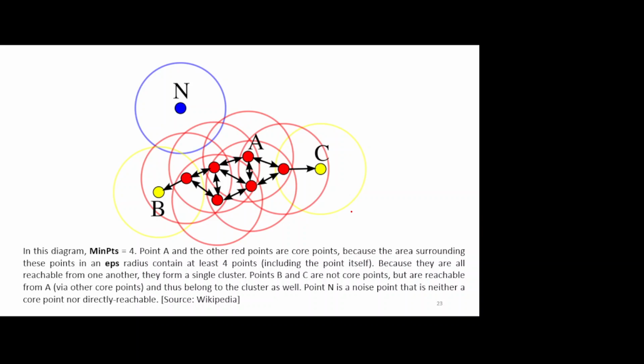And how about point N? No point can reach N, right? In N's radius, you can see there are no neighbors, no data points, and it cannot be reached from any of A, B, C. So we consider N an outlier. We just remove it, and there is only one cluster here.